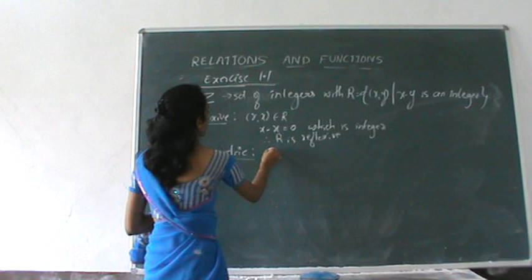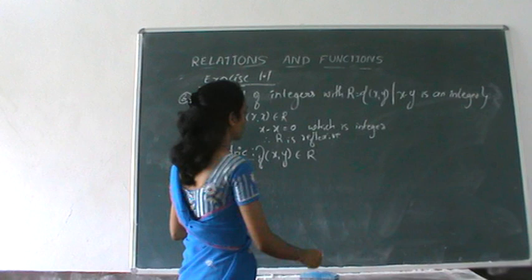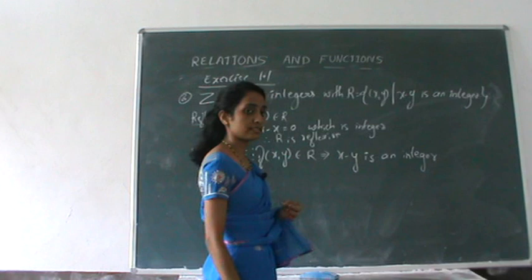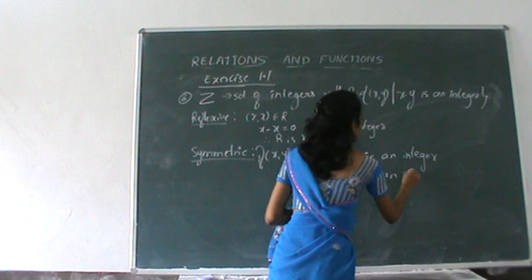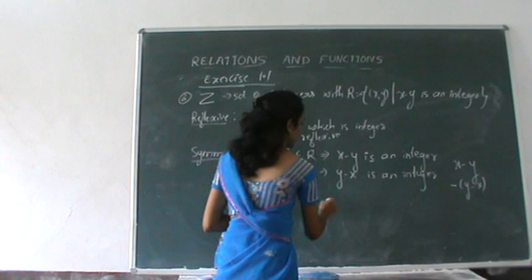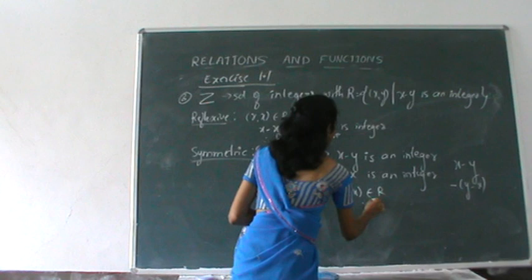If (x, y) belongs to R, this implies x minus y is an integer. If x minus y is an integer, y minus x is also an integer, because x minus y can be written as minus of (y minus x), a negative integer sign. Therefore, y minus x is also an integer. This implies (y, x) belongs to R. Therefore, R is symmetric.